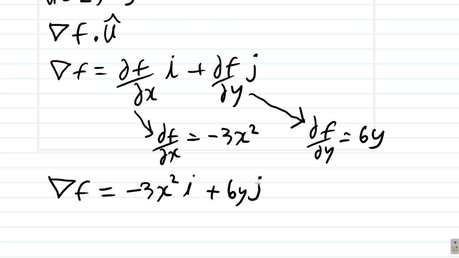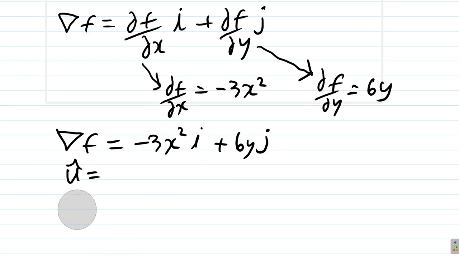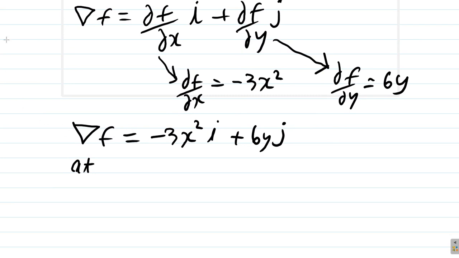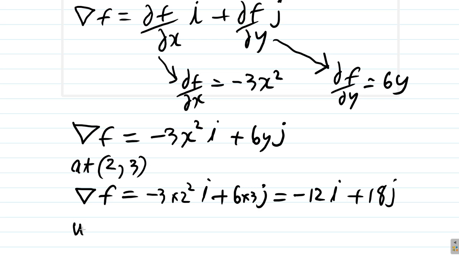Now, by the way, let us just finish off the gradient. At the point, what's the point again? At (2, 3), right? At (2, 3), that means x is equal to 2, y is equal to 3. The gradient of the function is going to be negative 3 times 2 squared i plus 6 times 3 j, which is going to be what now? 2 times 2 is 4, 4 times 3 is 12, so that's negative 12i plus 6 times 3 is 18j. Right? You see that?